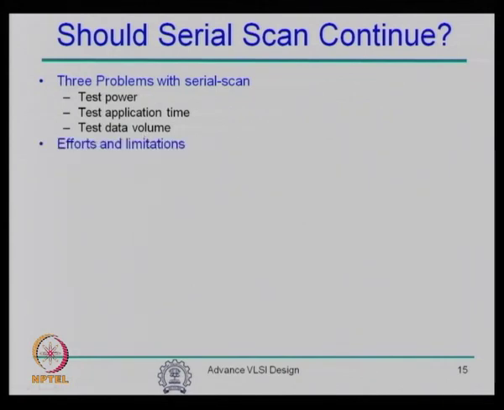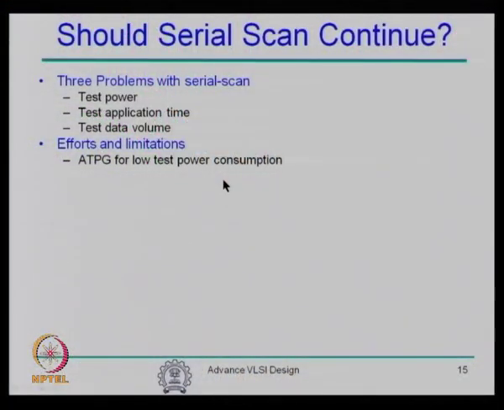So, some of the efforts which are being made: one is that while you are generating the test, because as we discussed earlier, one fault may have multiple tests, you can select a test which can dissipate less power. And when you are generating a test, it generates a large number of don't-cares. That means the propagation of fault effect is not impacted by those primary inputs or pseudo primary inputs.